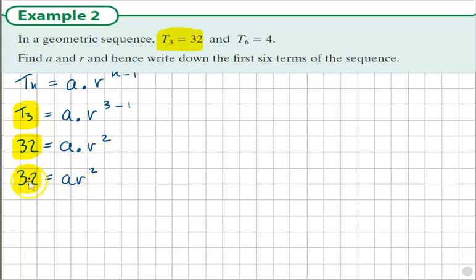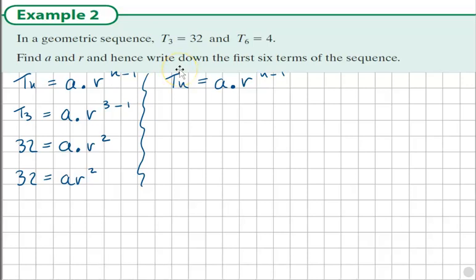So we've just simplified. Now we have an equation in terms of a and r. And remember, that's what we're trying to find. We're trying to find a and r. We can't find them at the moment because we have one equation containing 2 unknowns. So we're going to use the next piece of information, which is T6 is equal to 4, to create another equation in terms of a and r, and then we can solve simultaneously.